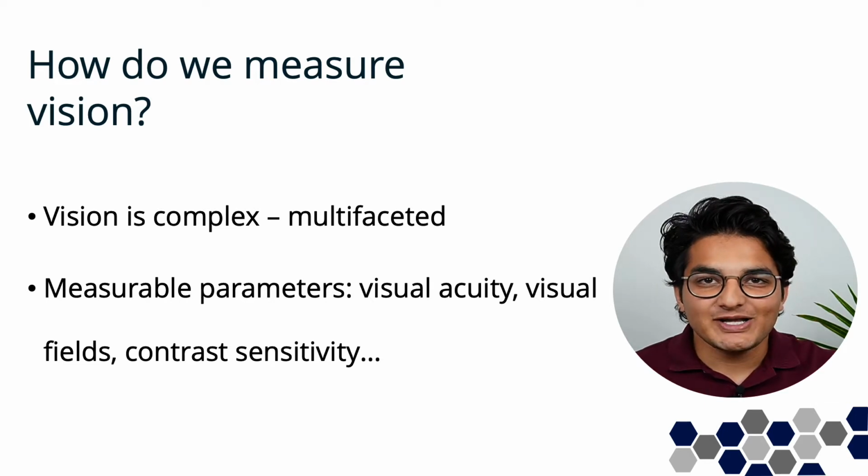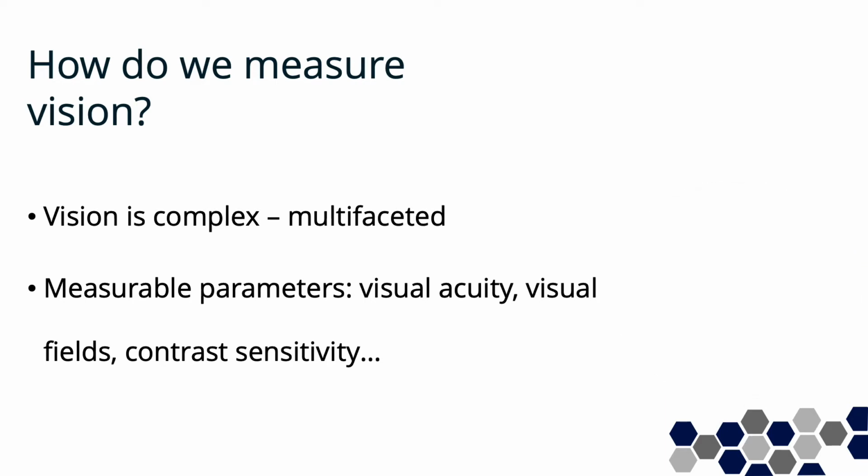Vision is a very complex sense. It's multifaceted. We can't measure all the different parameters of our vision, but there are certain parameters that we can measure, such as the visual acuity. This is the sharpness of our vision. We can also measure the visual field. This is how wide we can see.